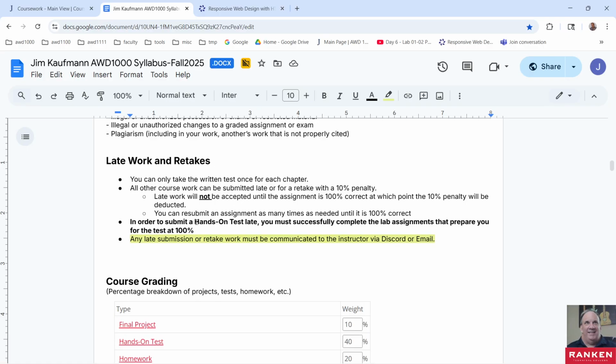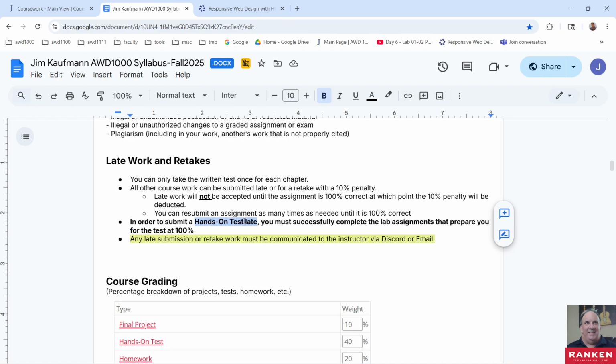One thing is we have these hands-on tests, and hands-on tests are worth, and we're going to look at this here in a minute, a little more, quite a bit more as far as from a weighting perspective, and hands-on tests are very important. And so if you take a hands-on test, you must completely, in order to submit a hands-on test late.